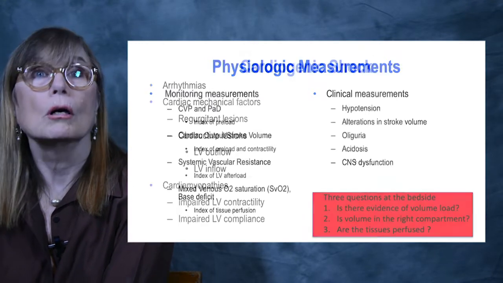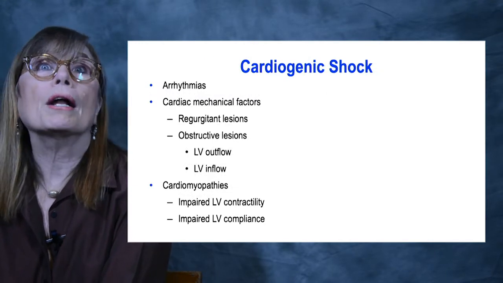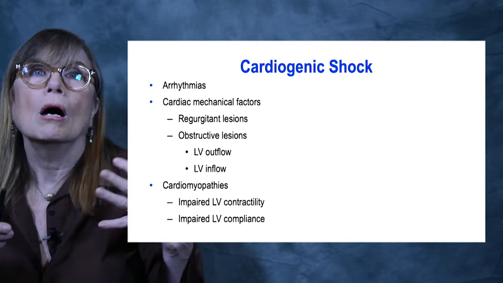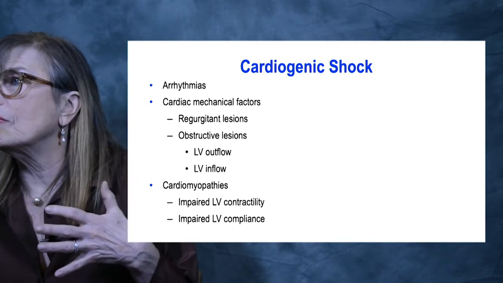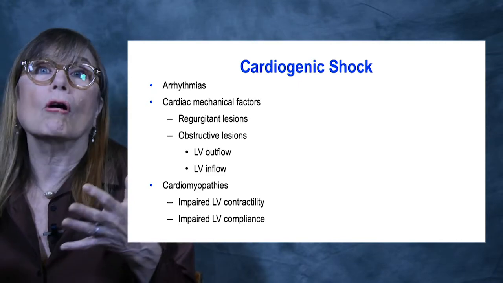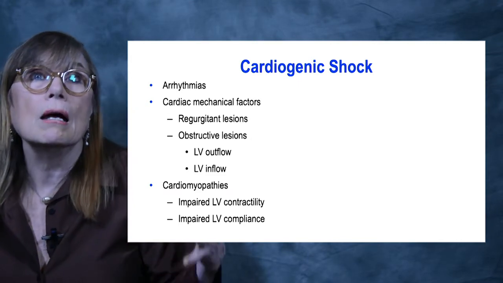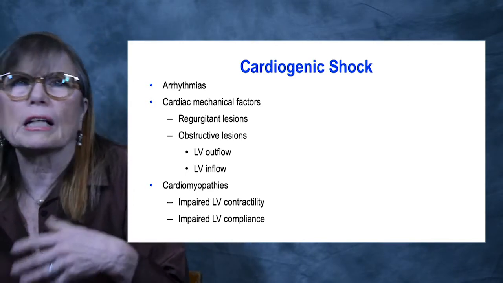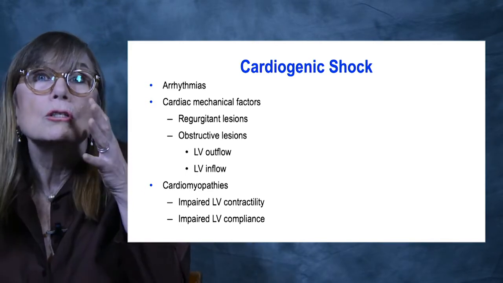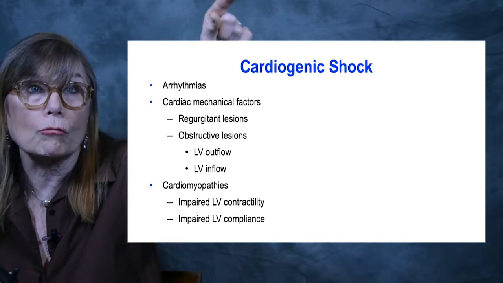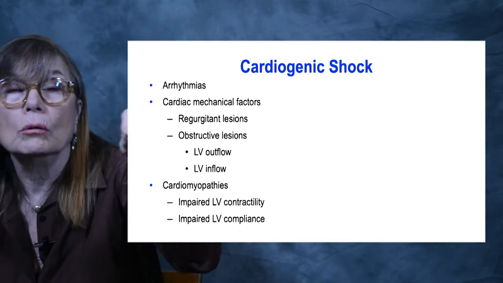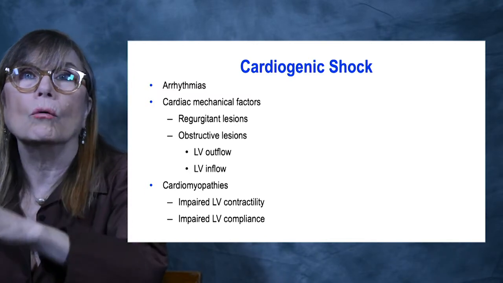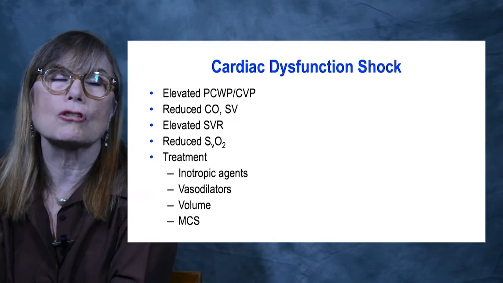Three simple questions. In cardiogenic shock, there are lots of causes: dysrhythmia, mechanical obstruction, regurgitant valves, obstructive valves, loss of myocardium, impaired contractility, poor compliance, which would be hypertrophy or a hypertrophic obstructive cardiomyopathy. So anything that disrupts heart rate, outflow, or contractility. Heart rate, outflow, or contractility causes cardiogenic shock.